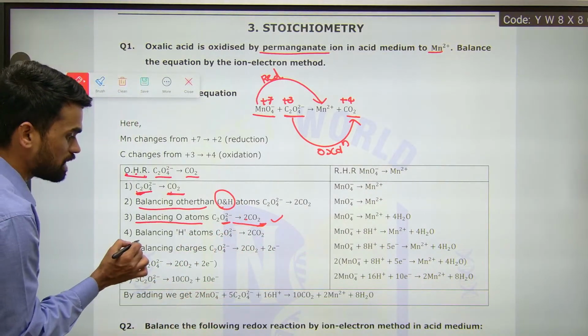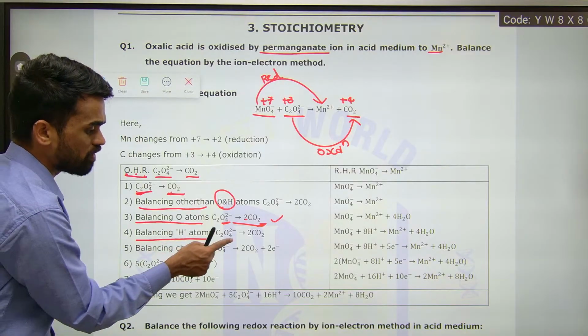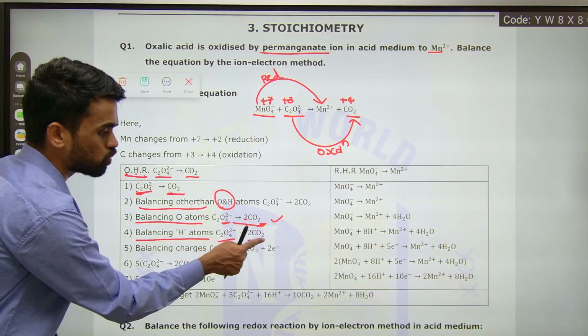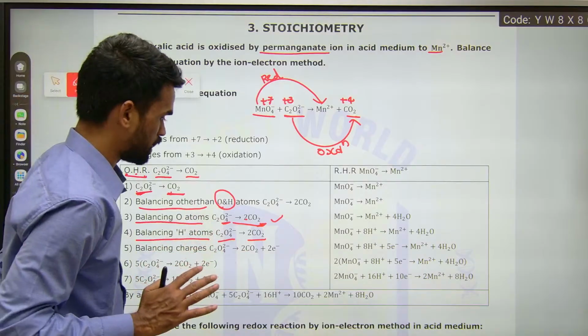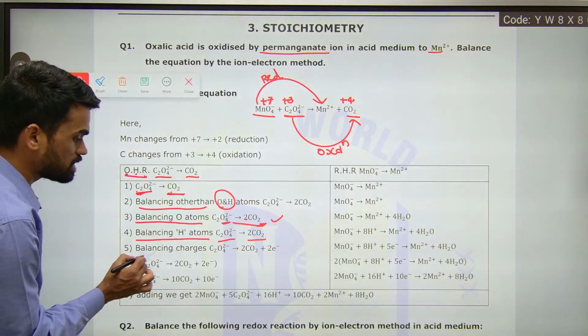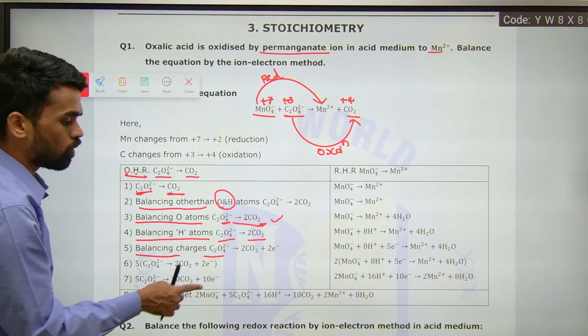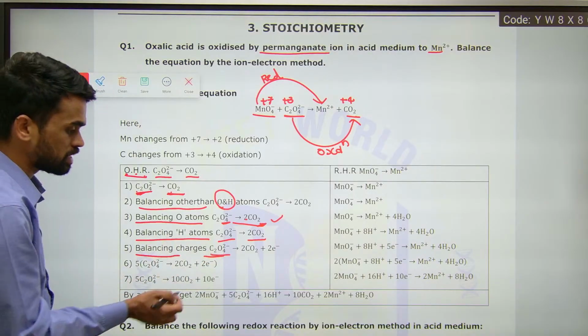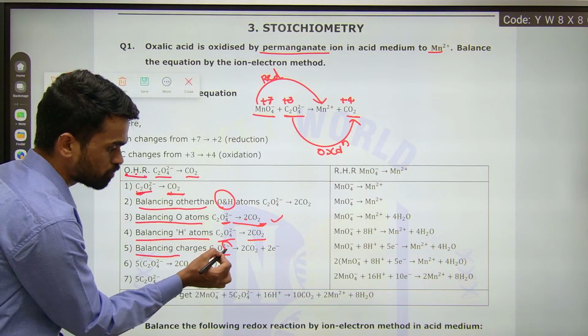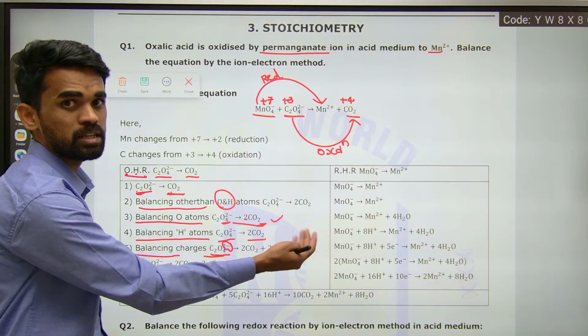Next, balancing hydrogen atoms. Do we have any hydrogen atoms at the reactant or product side? No. So no need of worrying about that. Next one, balancing the charges. Now what is the charge present on the reactant side? See, C2O4 2 minus. So the same charge should be present on the product side also.